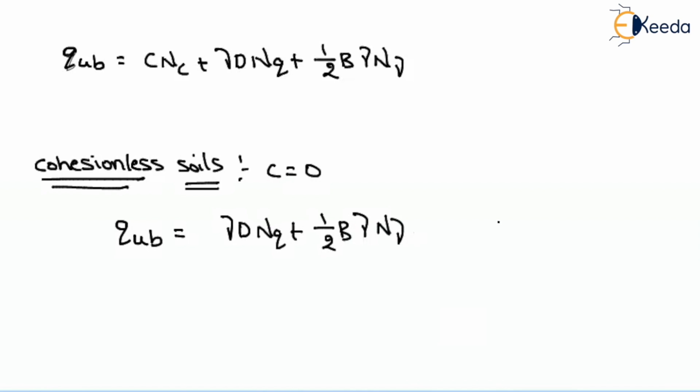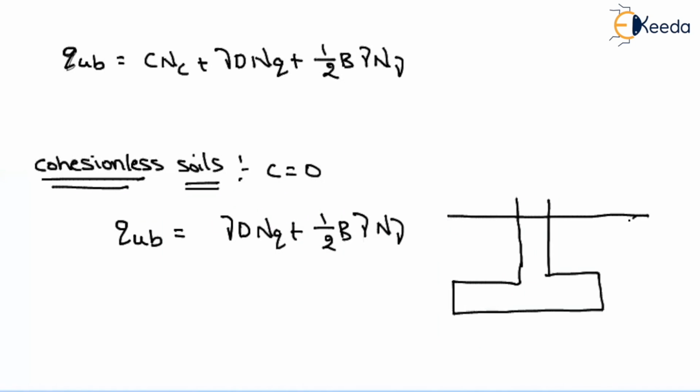Okay. Now let us consider this is your footing and let us assume this is the ground surface level. In the first case, let us say there is no water table at all. Then your ultimate bearing capacity for the cohesionless soils is this much. In the next case, let us say your water table rises to ground surface. So this is when there is no water table.